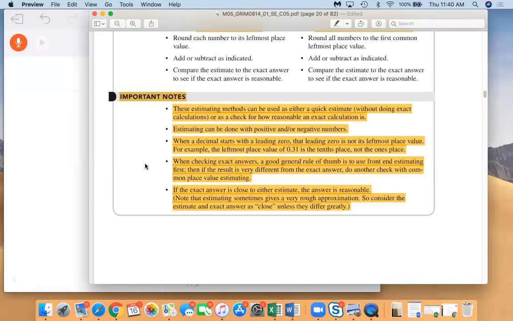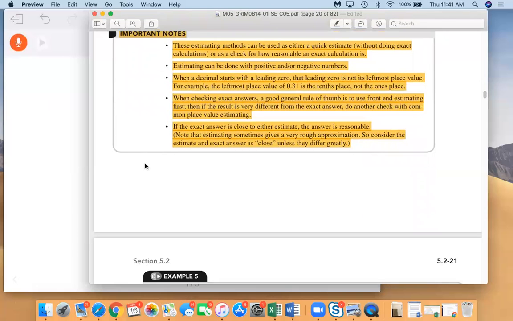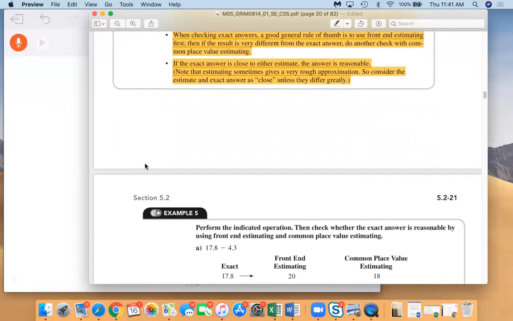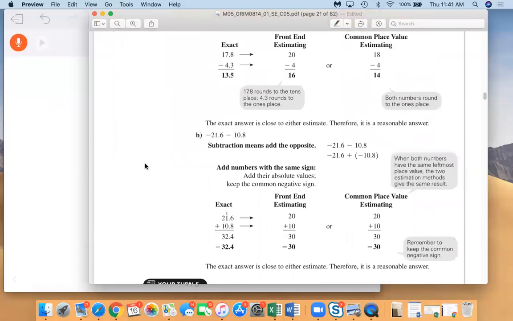When checking exact answers, a good general rule of thumb is to use front-end estimating first. Then if the result is very different from the exact answer, do another check with common place value estimating. If the exact answer is close to either estimate, the answer is reasonable. Note that estimating sometimes gives a very rough approximation, so consider the estimate and exact answer as close unless they differ greatly. And again, there's no rule that it has to be within 1 or within 2. You do need to use a little common sense to decide if it's reasonably close or not.